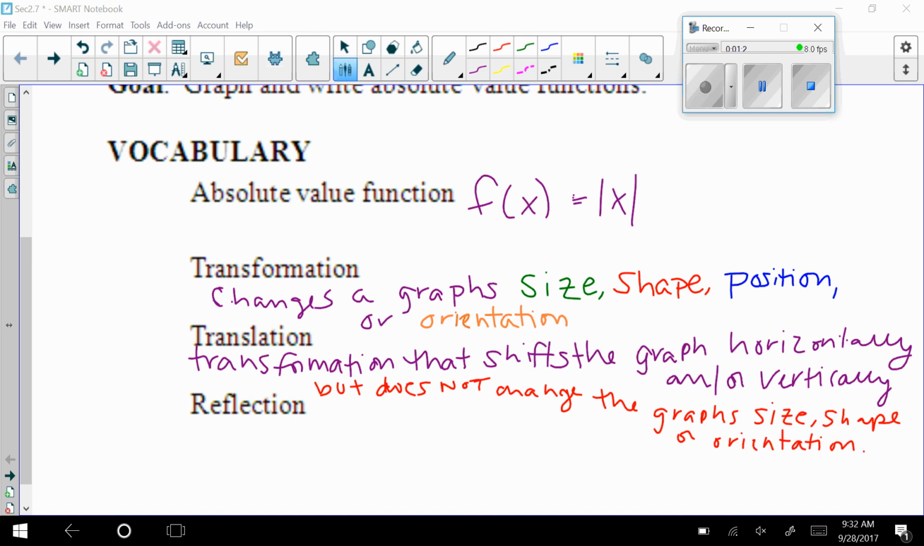And another type of transformation that we talk about in this lesson is a reflection. A reflection is a mirror image. However, we can have reflections that are also vertical stretches or vertical shrinks. But the generic definition that we're going to give for reflection is when a equals -1, the graph of y equals a times the absolute value of x.